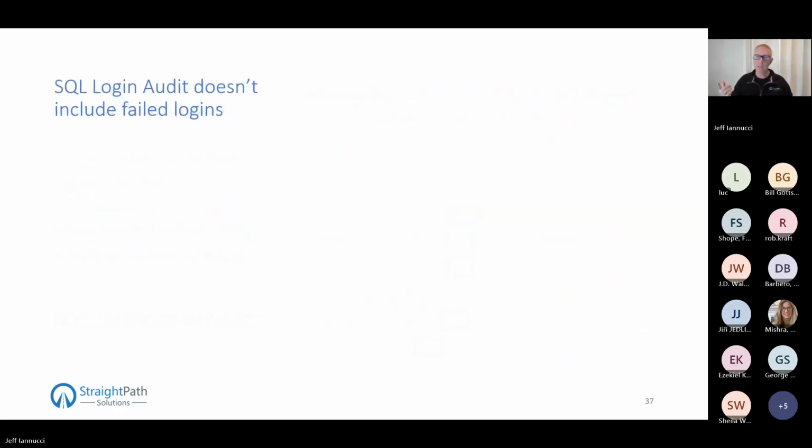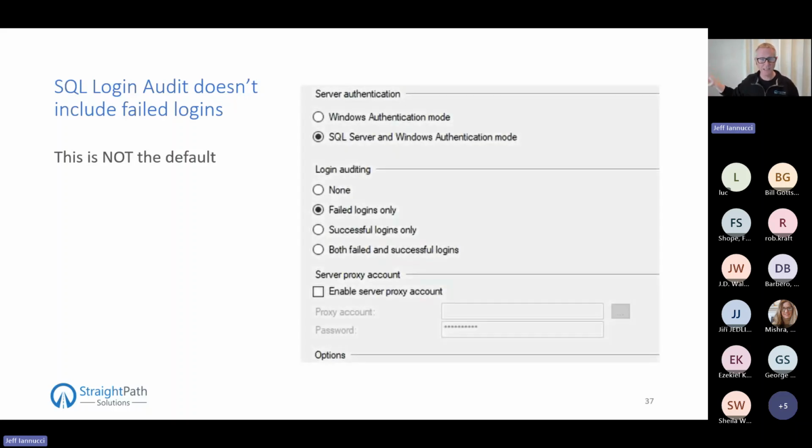Now, SQL logins. There's the basic logins. We know what it has. This is, I would encourage you to, let me back up. SQL login audit. This is the audit of, did people connect to my SQL Server or not? Now, by default, it doesn't include failed logins or successful logins. It just doesn't put that stuff in there. You'll see this screen if you look at the properties for your instance. And it doesn't include any failed logins by default.